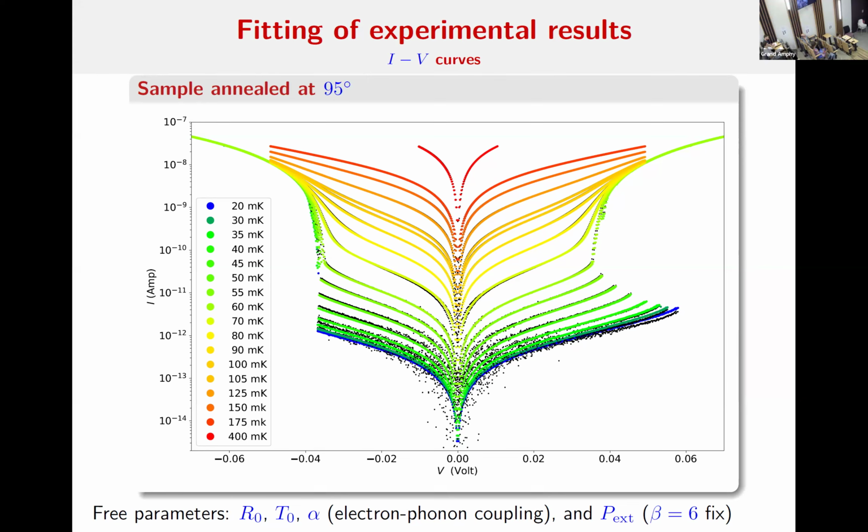One thing here is that the exponent beta, we took it equal to 6. We tried a few of them, 6 is the best, and we keep it fixed.